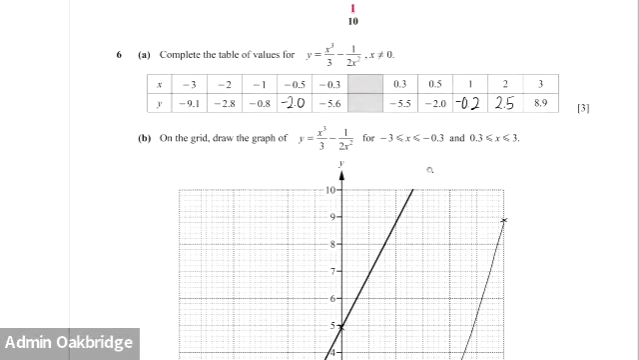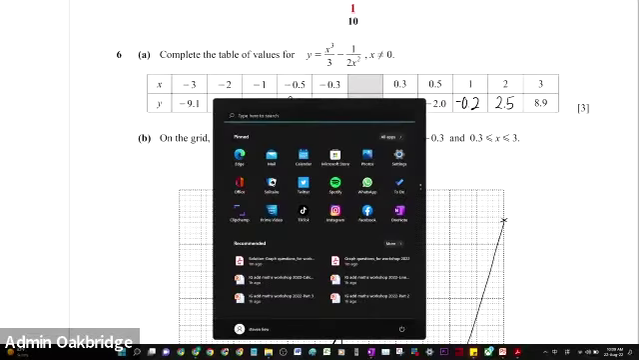Maybe some of you still don't know how to get the values of the table using a calculator. You have to know how to use your calculator to find out the values of the table. You don't need to calculate one by one. You just have to use your calculator. Okay, for other centers, I'll show you how.